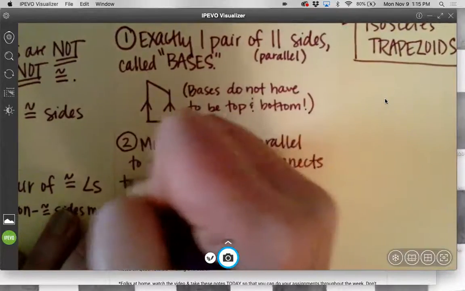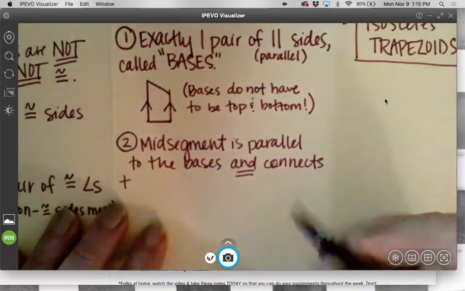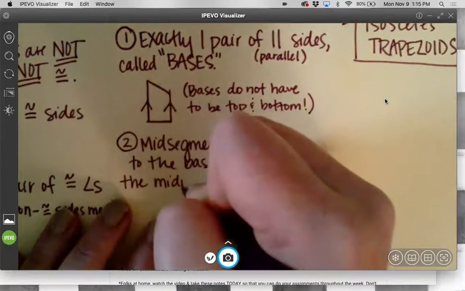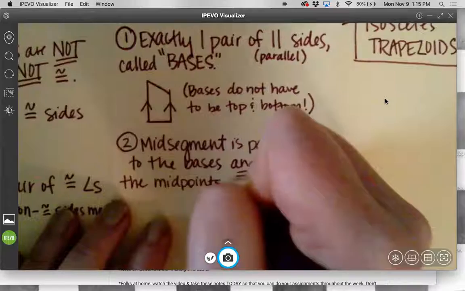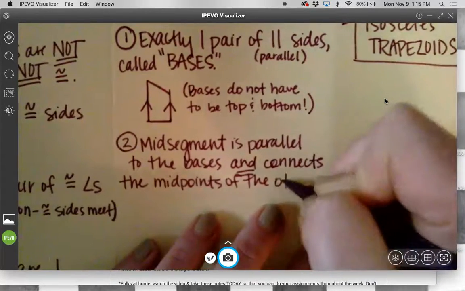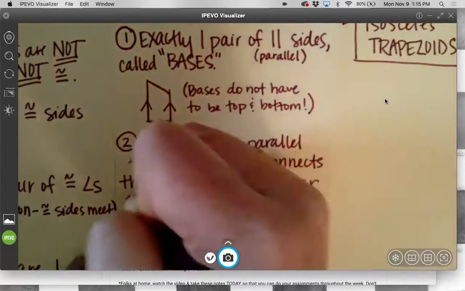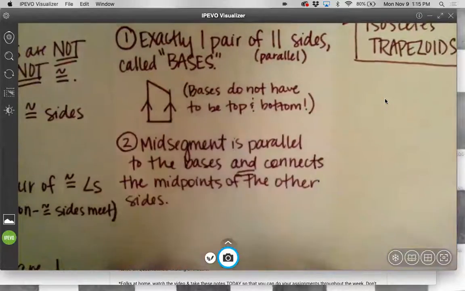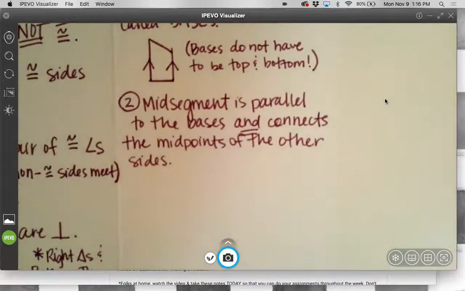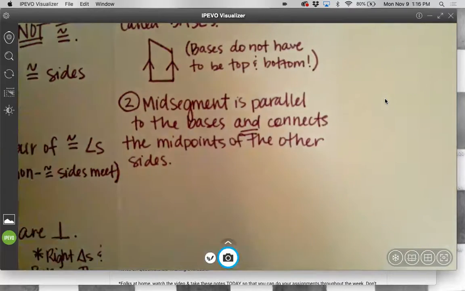And connects the midpoints of each leg, or each side. So it connects the midpoints, we're just going to say, of the other sides. Sometimes, actually fairly often, if you see a question about trapezoids, it usually does ask you about the mid-segment, because there are several properties that go in with that.